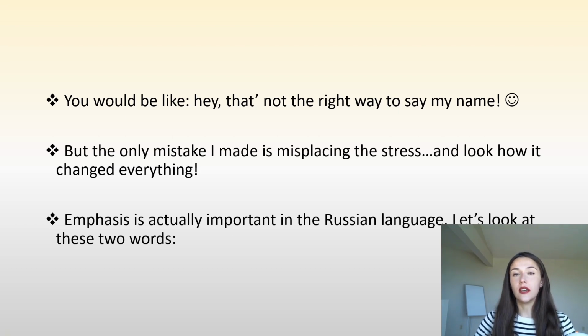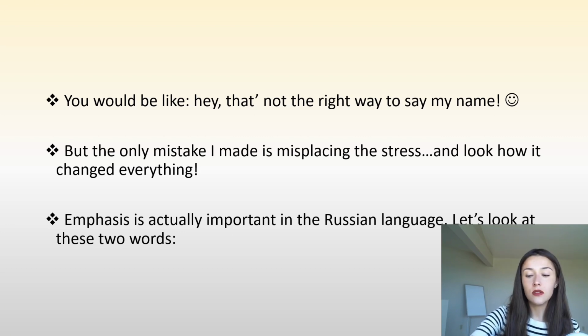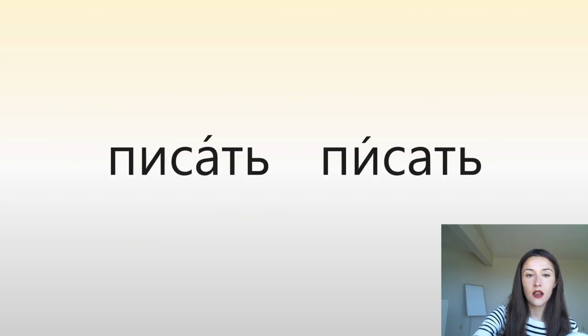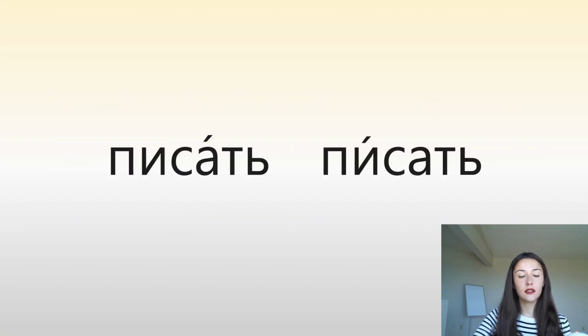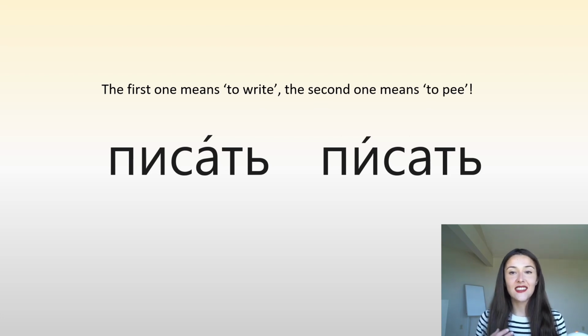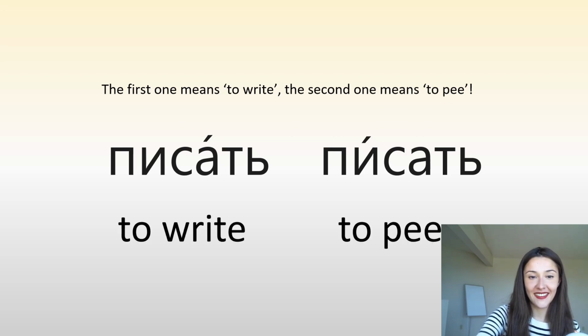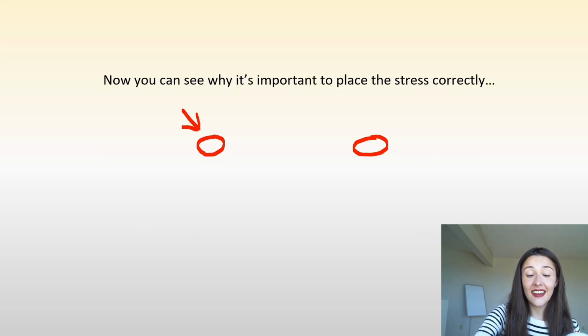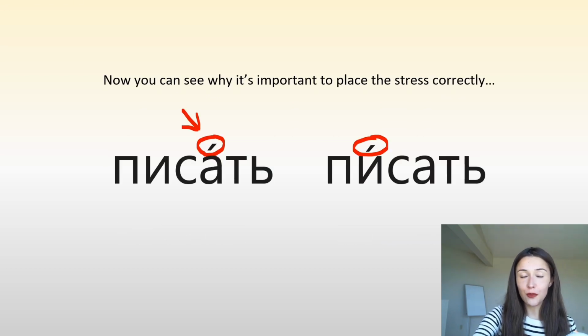Emphasis is actually important in the Russian language. And now let's look at the two words. Писать, писать. The first one means to write. The second one means to pee. Now you can see why it's important to place the stress correctly.